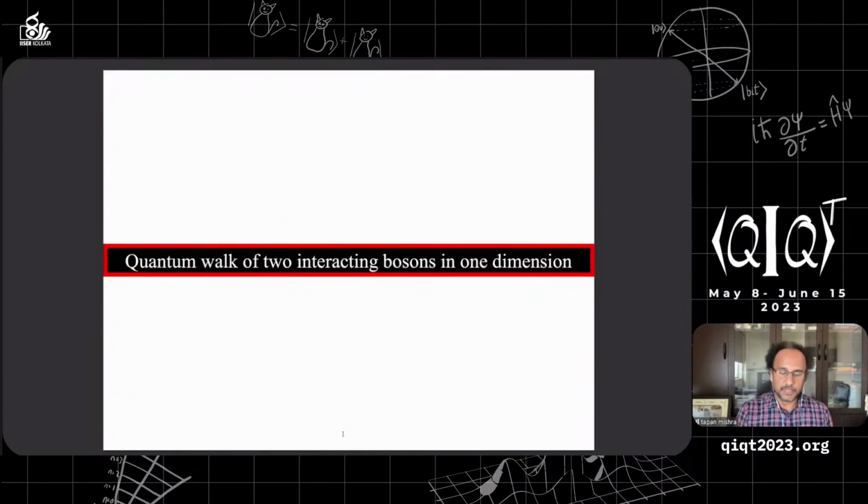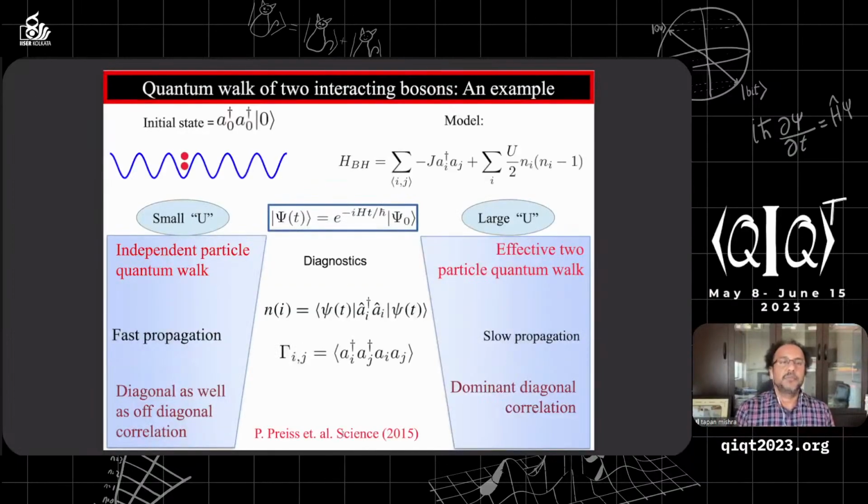Now, just to build the foundation, let us try to understand the quantum walk of two interacting bosons in one dimension. We can have a possible initial state, which is something like this. The bosons are created at the 0th site. Two bosons are sitting on top of each other. So this is the initial state.